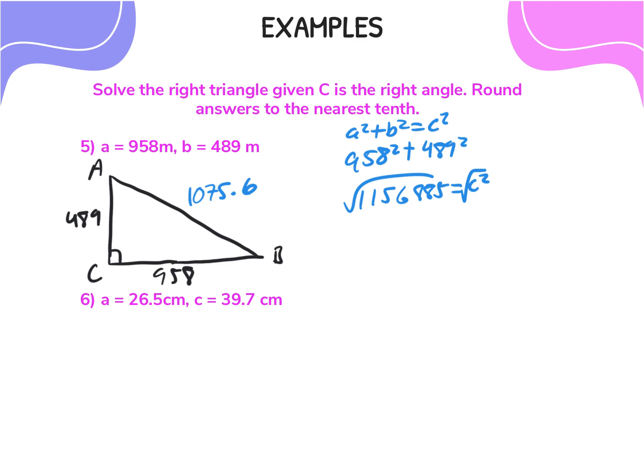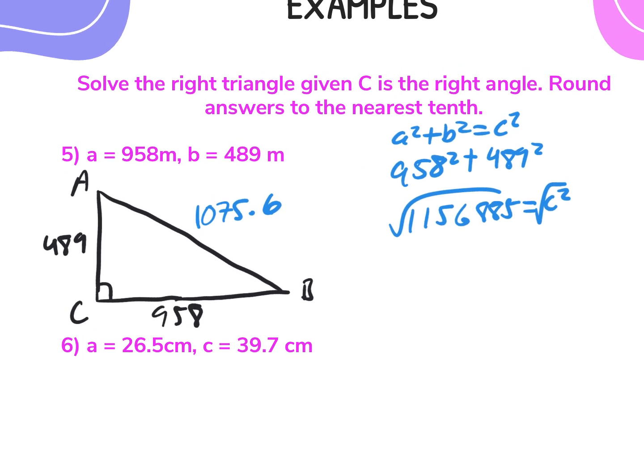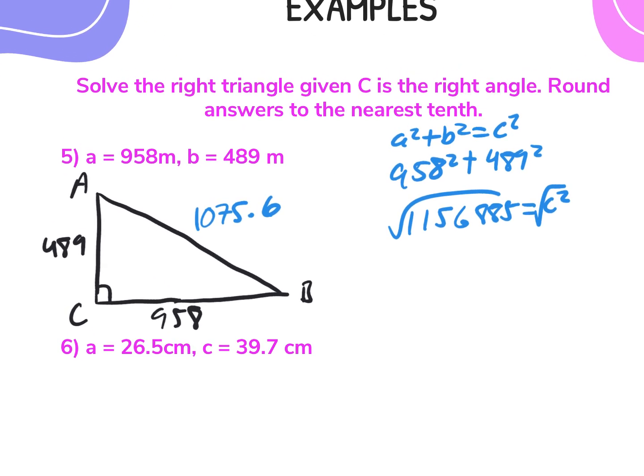So what we can do is use a trig ratio to try to find our missing angle. Let's say I want to find angle A. I don't know what that is, so let's try to find it. If I want to find angle A, we have all three of our sides, so we have options.